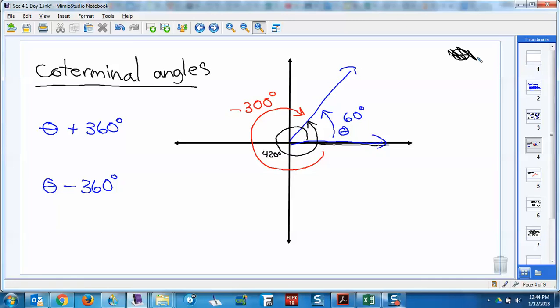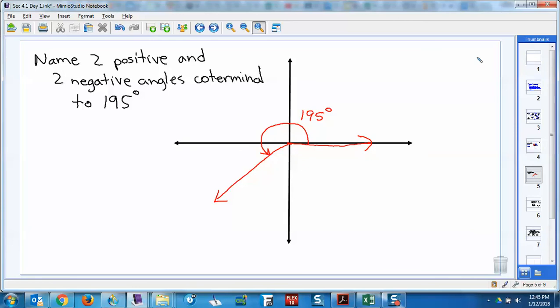In the red would be, of course, your negative version of that angle. So that 60 going around in the negative direction would be negative 300. Then subtract 360 again and subtract 360 again. So theta plus 360, theta minus 360, and then multiples of that. You can generate an infinite number of angles that would all be represented by that blue picture. They would all be that same picture, equivalent for our purposes.